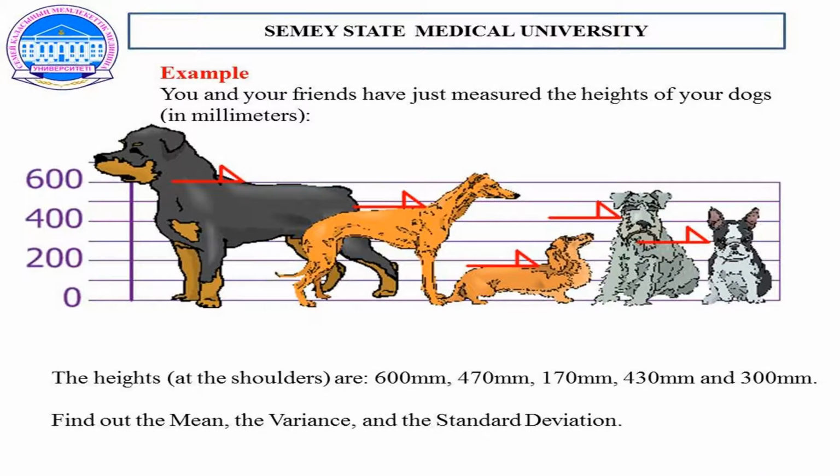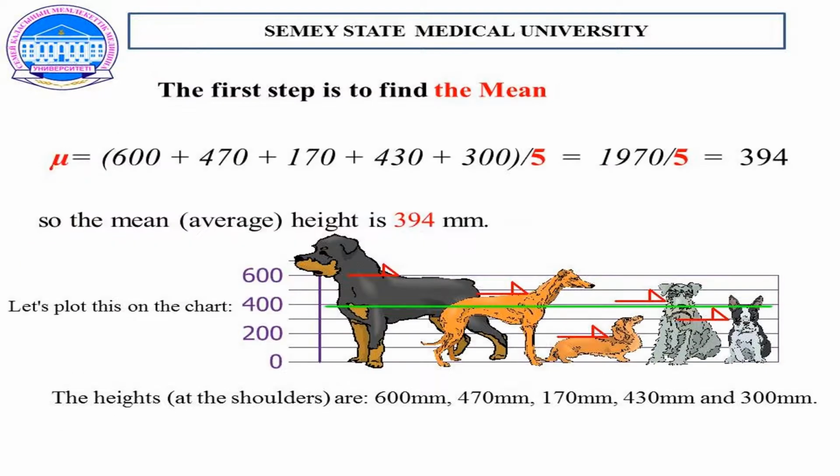For example, you and your friends have just measured the heights of your dogs in millimeters. The heights at the shoulders are 600, 470, 170, 430 and 300 millimeters. Find out the mean, the variance and the standard deviation. The first step is to find the mean. You know from the second lecture, the mean is obtained by adding all the values in a population or a sample and dividing by the number of values that are added. So you sum all measures and divide by sample size.